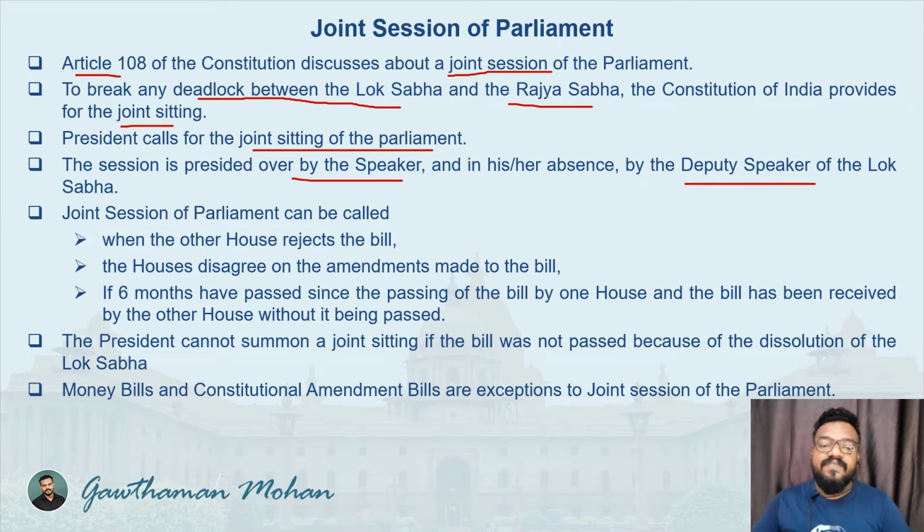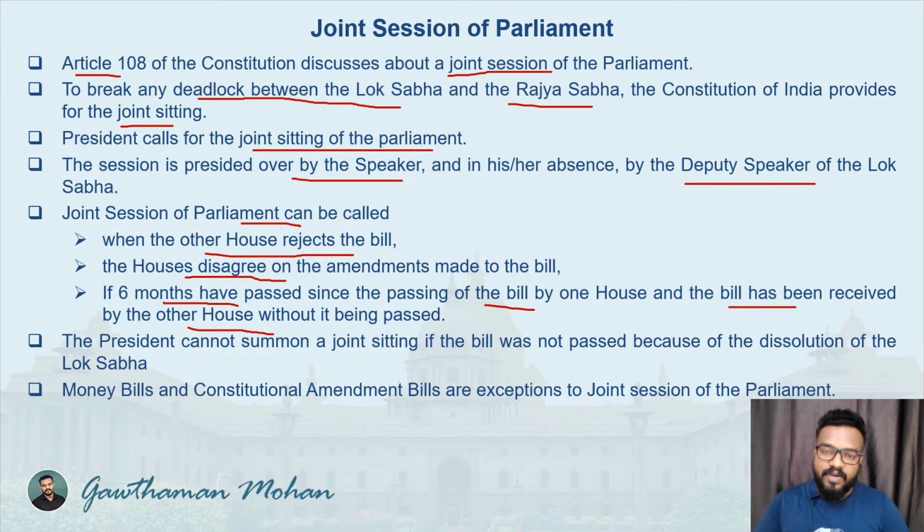The joint session of the Parliament can be called when the other house rejects the bill. I already told you about how the other house can reject the bill. Another instance is if the houses disagree on the amendments made to the bill. When a house makes certain amendments and the other house rejects them. Then, if 6 months have passed since the passing of the bill by one house and the bill has been received by the other house without it being passed.